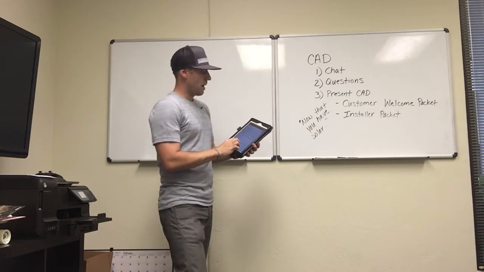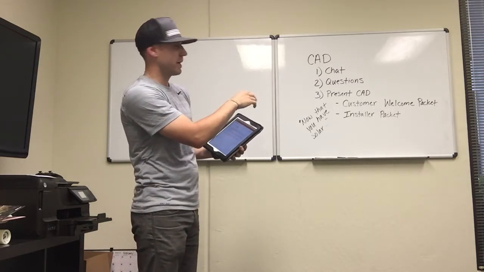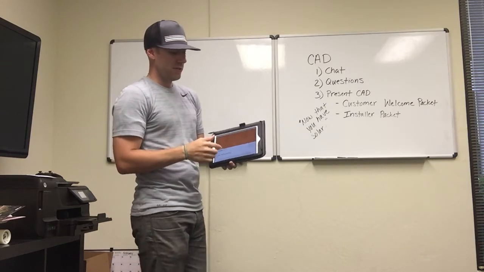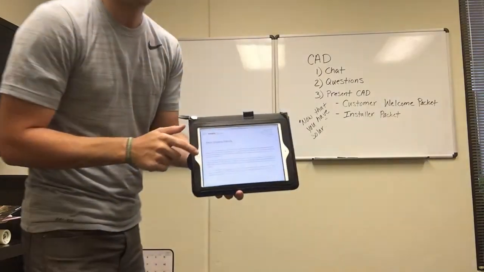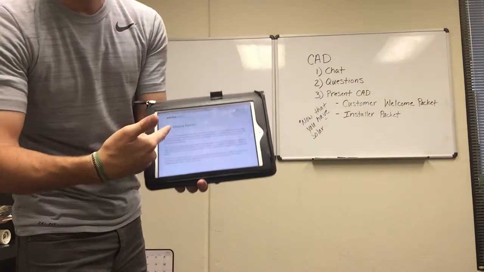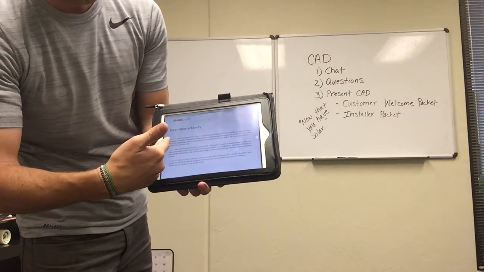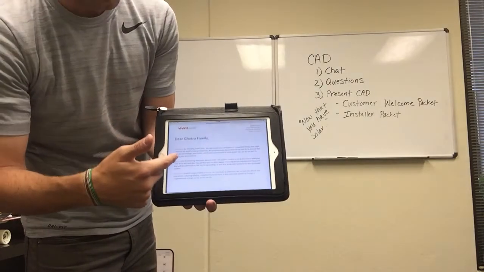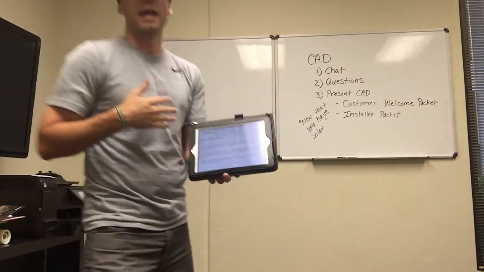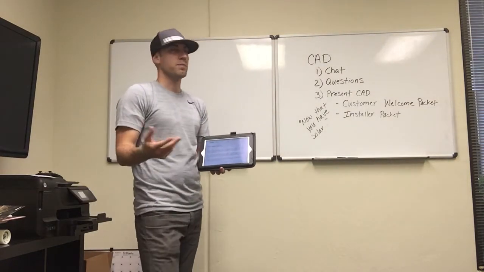So I pull up two things. I pull up the customer welcome packet and I pull up the installer packet. And I have the first page, just the welcome part, pulled up in front of them so they can see, oh, dear Gotra family, this is my house, my landlord, by the way. Thank you for choosing Vivint Solar. I want them to start seeing that, and as they're reading that, I'm telling them this stuff.